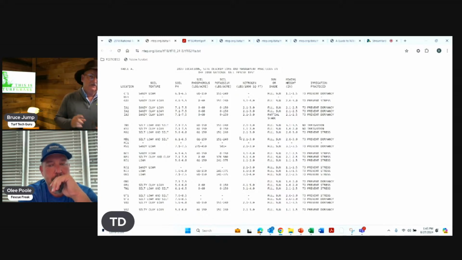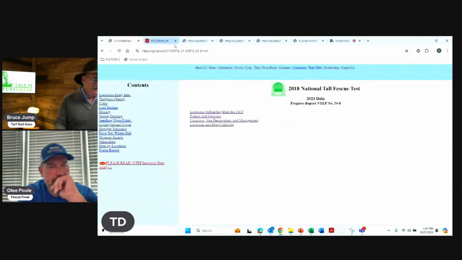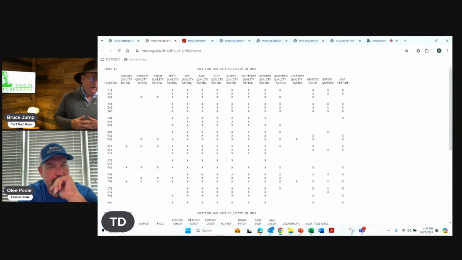Yes, sir. So we're going to talk about how to handle that next week. But that's site location data. Let me close that out there. Site location and data collected. Here's a quick chart. All those same states.